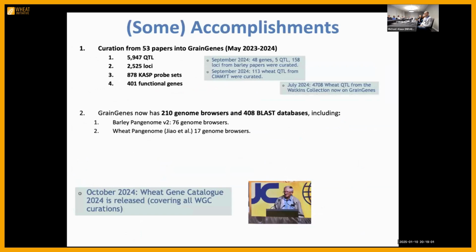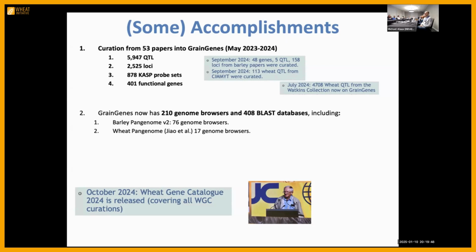So yeah, some of our accomplishments. Curation is a big part of what we are doing. On a yearly basis, we added almost 6,000 QTLs and other types of genetic and genomic content. We also have tools: 210 genome browsers and 408 plus databases. So this is one area that we are strong at.